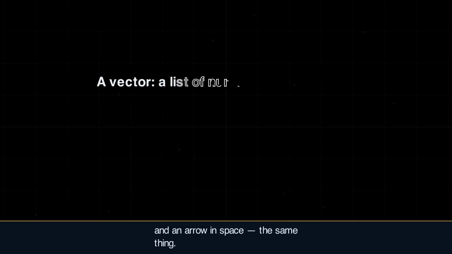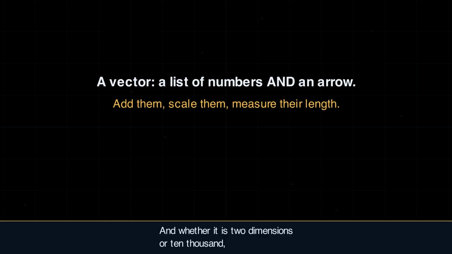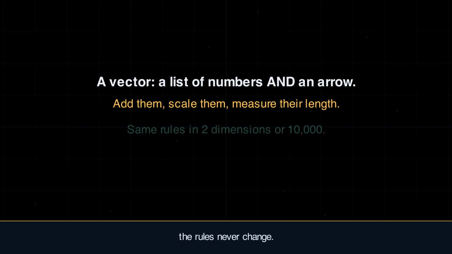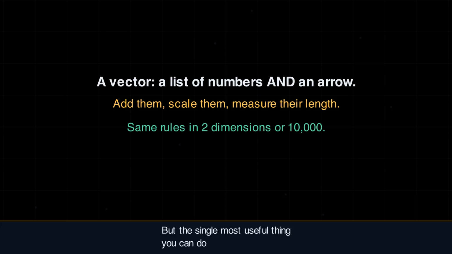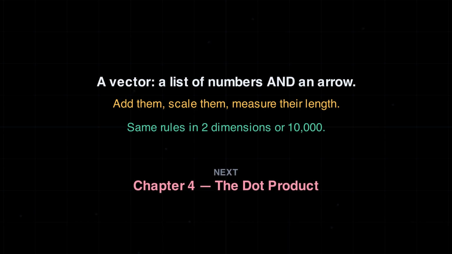So, vectors. A list of numbers and an arrow in space, the same thing. Data points become vectors, we add them, scale them, and measure their length. And whether it is 2 dimensions or 10,000, the rules never change. But the single most useful thing you can do with 2 vectors is still ahead. Next, the dot product.